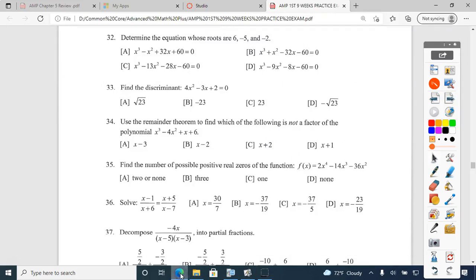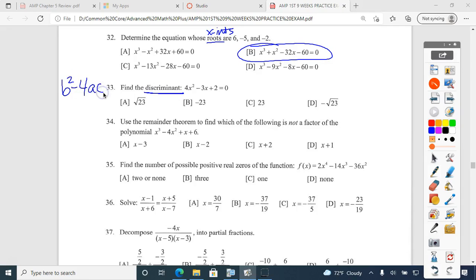And that's all there is to it. Just remember, roots just means x-intercepts. Where is it crossing the x-axis? Okay. To find the discriminant is the part of the quadratic formula. It is b squared minus 4ac. And so this is your A, this is your B, here's your C. Be sure it's equal to 0 before you plug them in.